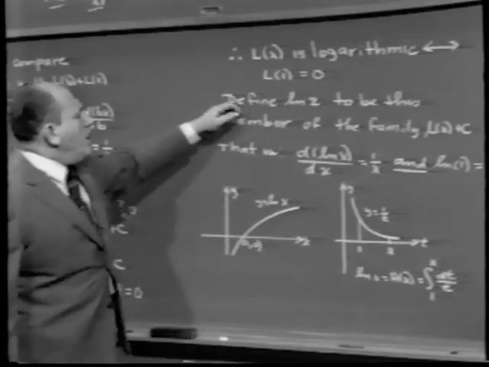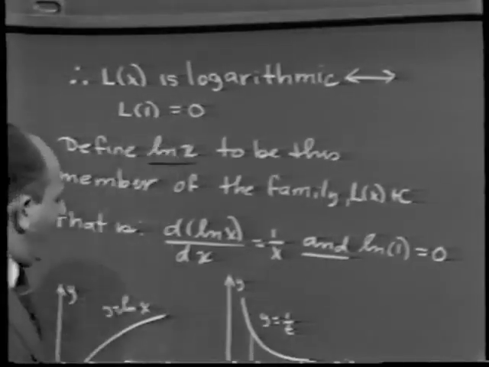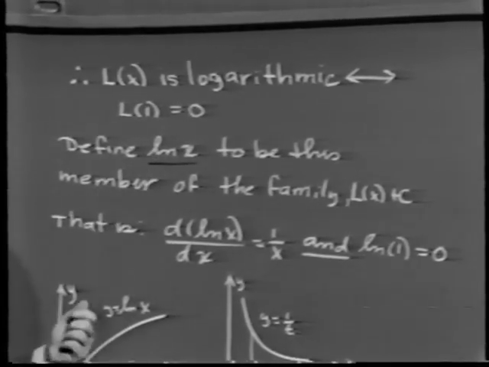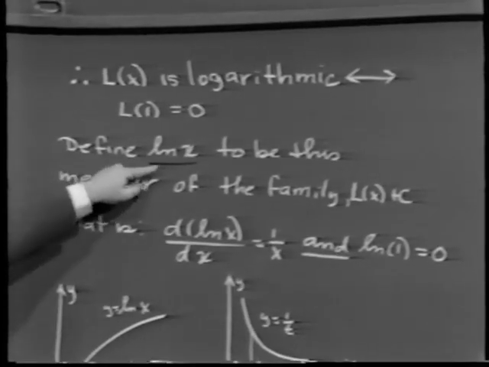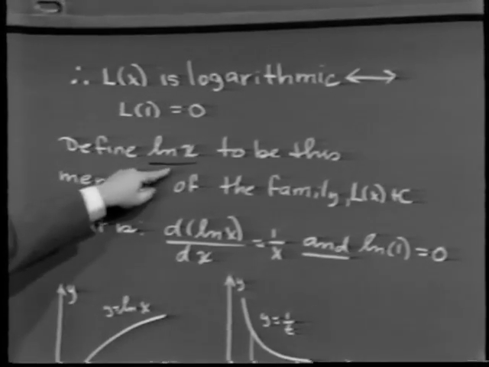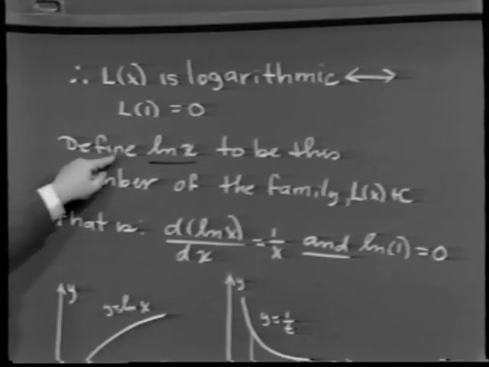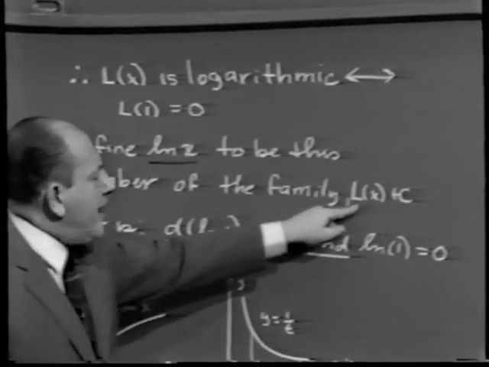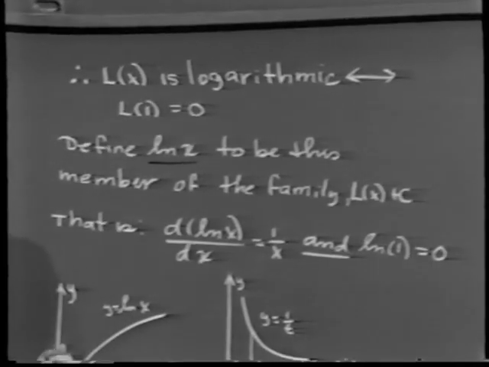In essence, we will define this symbol. It's written ln of x. It will later be called the natural logarithm of x. I'm trying to avoid the word logarithm here as much as possible because I want you to see that we haven't had to use exponents at all in making this kind of a definition. But let's define ln of x to be the member of the family capital L of x plus c, which passes through the point 1, 0.